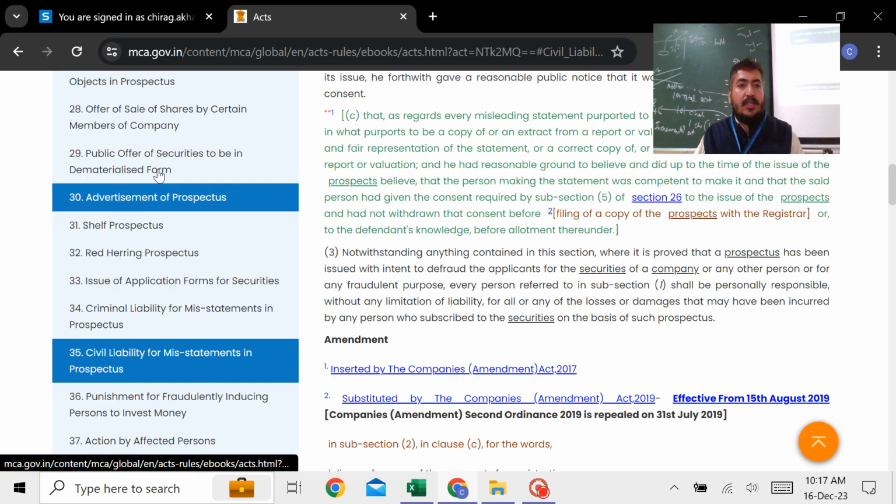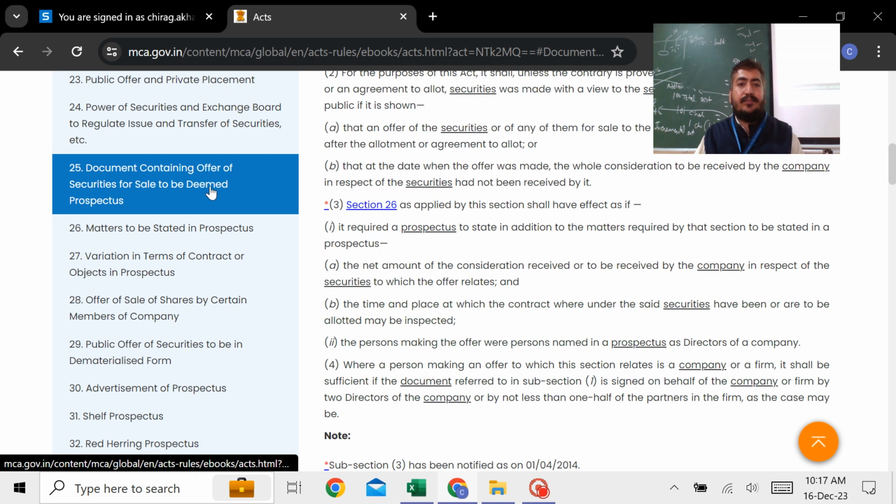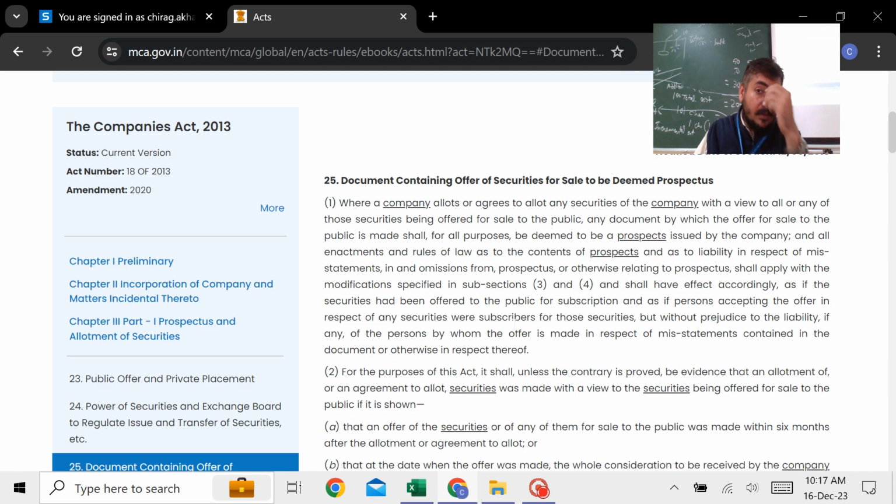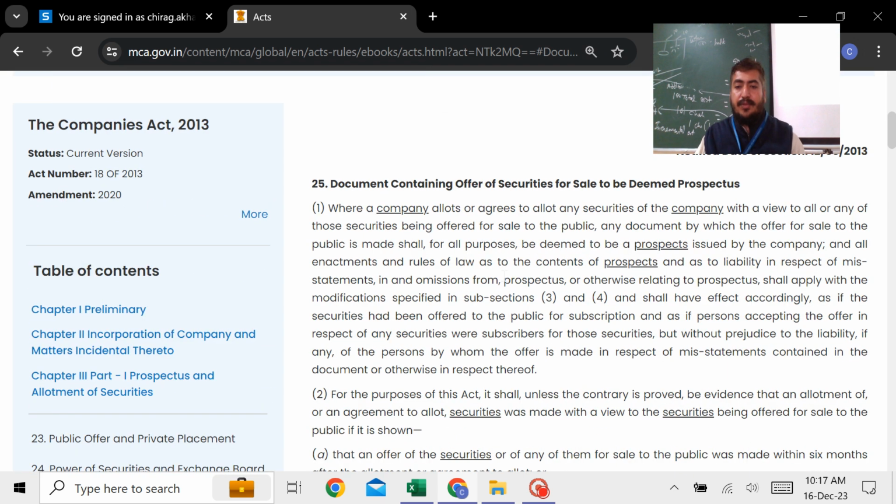So now let's quickly go to section 25. So what is written here, children? Look, a lot of content is there, but I'm just reading for the sake of your convenience.